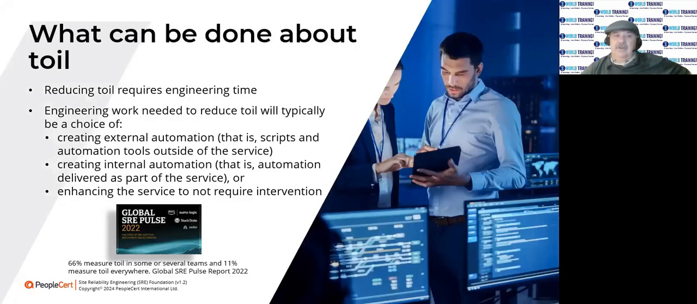So what can you do about toil? Engineer a solution. Engineering work is required. So you need to set aside some time to do that, which again is tough if you're overloaded with toil. So somehow you want to have some agreement that a portion of your time is going to be working on toil reduction efforts and automation. There are three types of toil approaches.